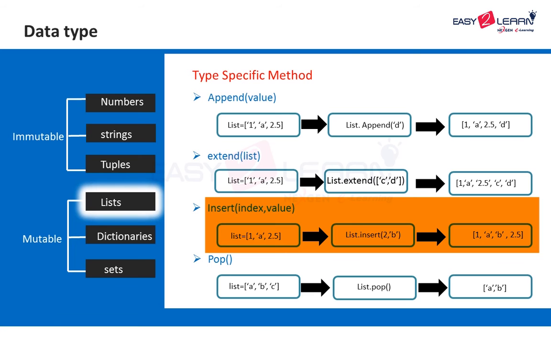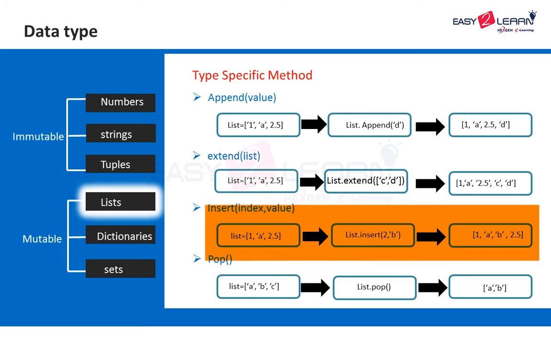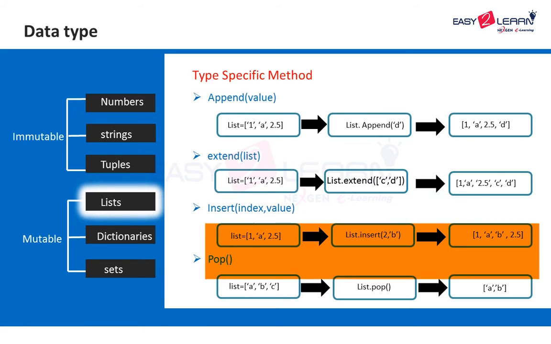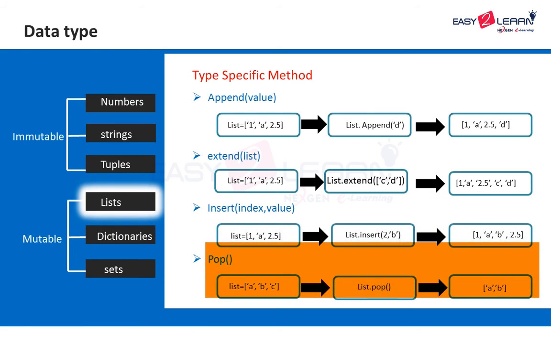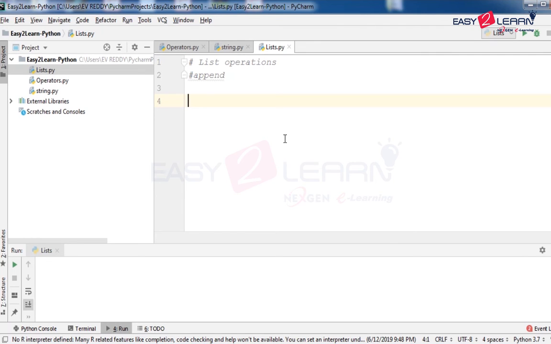The last one is the pop operation. The pop is basically removing elements from the list one by one. This actually follows a top-down approach: the last value that was inserted into the list is removed first. So here you have C as the last value that would be removed from that list. So let me just show you some of these examples.